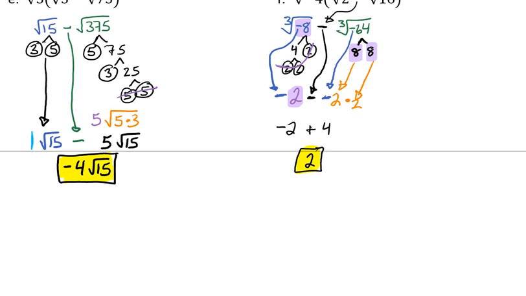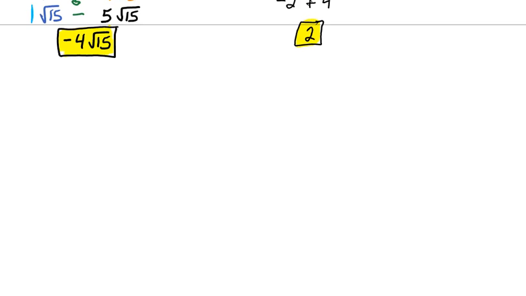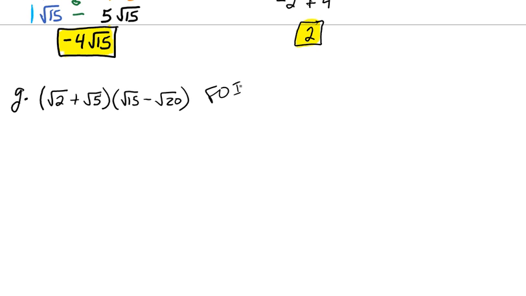So what if you have a problem? Let's do one more. What if you have a problem that looks like this? The square root of 2 plus the square root of 5 times the square root of 15 minus the square root of 20. What would you do in this case? Well, in this case, you would FOIL your problem.